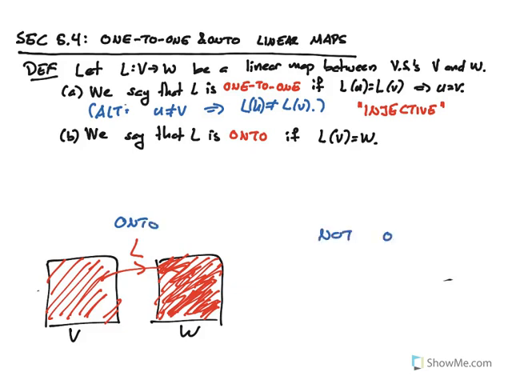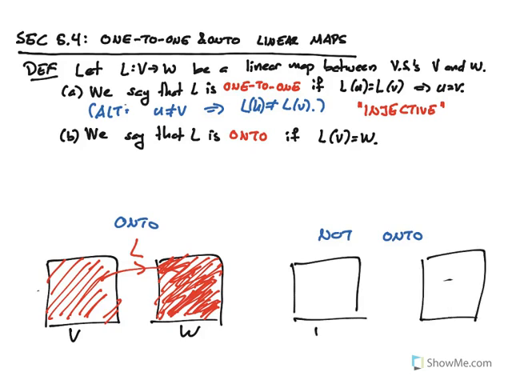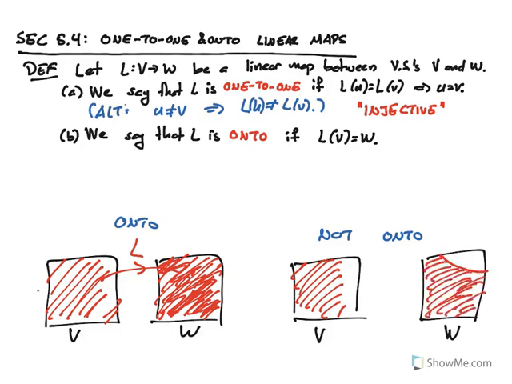And not onto would be that you have some regions, or at least one point to be precise, in the target space that's not hit. So say there's some area that we don't hit. The problem is this little region up in the corner. And for an alternative definition, make sure you think this through so that you understand that these are equivalent.